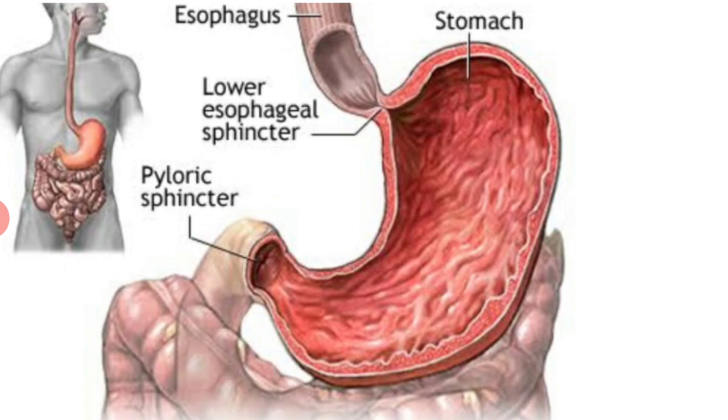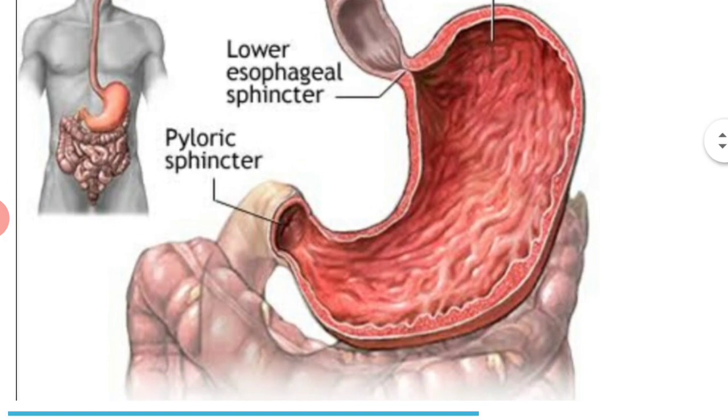Now if you see, on the top is the esophagus. That brown colored tube is the esophagus, and the esophagus opens into the stomach. Between the esophagus and stomach, there is a sphincter which is known as the lower esophageal sphincter. This is also known as the cardiac sphincter. At the end of the stomach, when it opens into the small intestine, another sphincter is present which is called the pyloric sphincter. Sphincters are special muscles that are going to regulate the entry or exit of something.